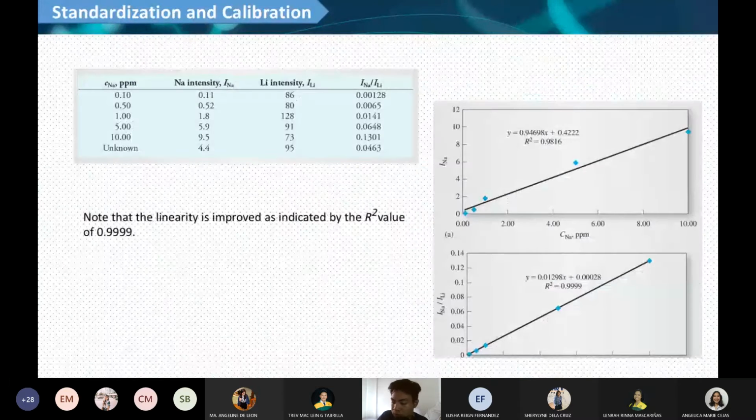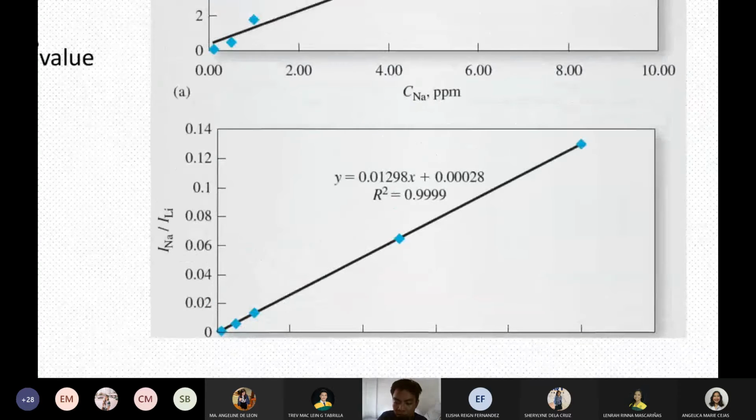No? For example, itong nasa baba na graph na ito, this is when you use the ratio of your analyte and the internal standard. So yung analyte is yung sodium, yung lithium, this is the internal standard na dinagdag sa solution. So by adding the internal standard, we established better equation of the line. So that means better measurement of the amounts of matter in there, no? So ganun lang gagawin natin.